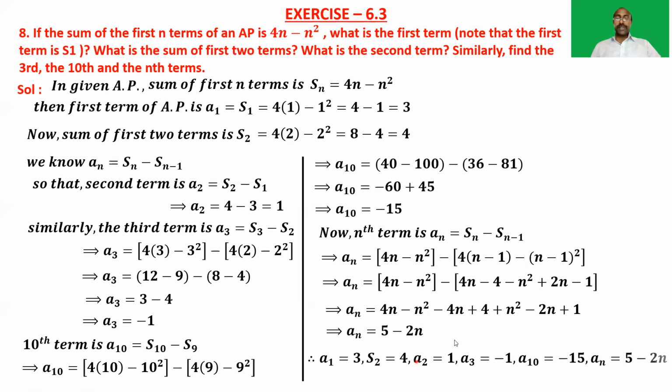Sum of first two terms S2 is equal to 4. Second term A2 equal to 1. Third term A3 is equal to minus 1. 10th term A10 is equal to minus 15. Nth term An is equal to 5 minus 2n.